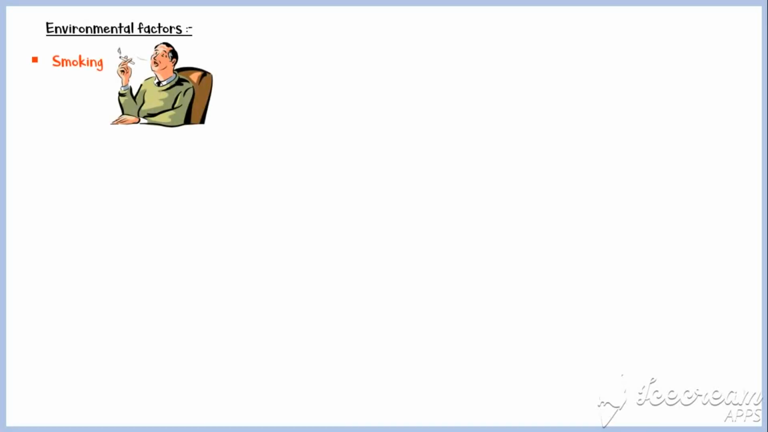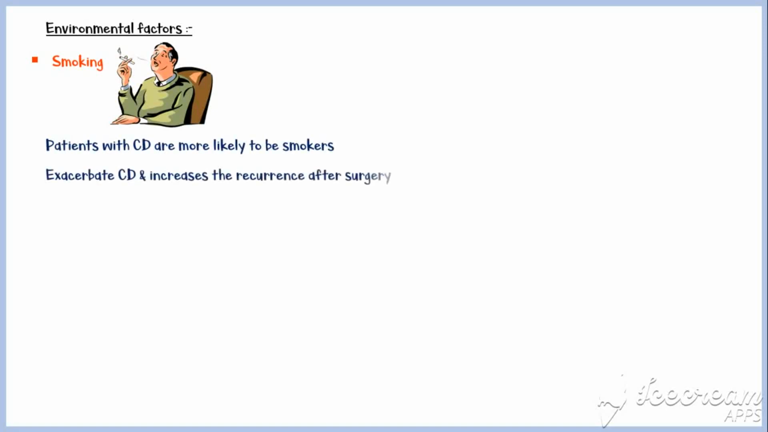Now let's come to the environmental factors. Smoking is one of the major environmental factors. Patients with Crohn's disease are more likely to be smokers, and smoking has been shown to exacerbate Crohn's disease and increase the risk of disease recurrence after surgery. By contrast, there is an increased risk of ulcerative colitis in non-smokers.